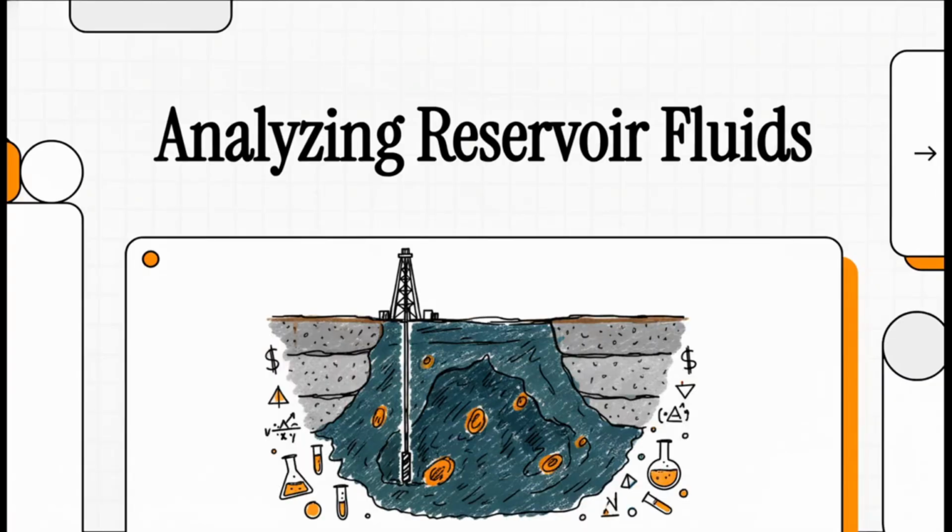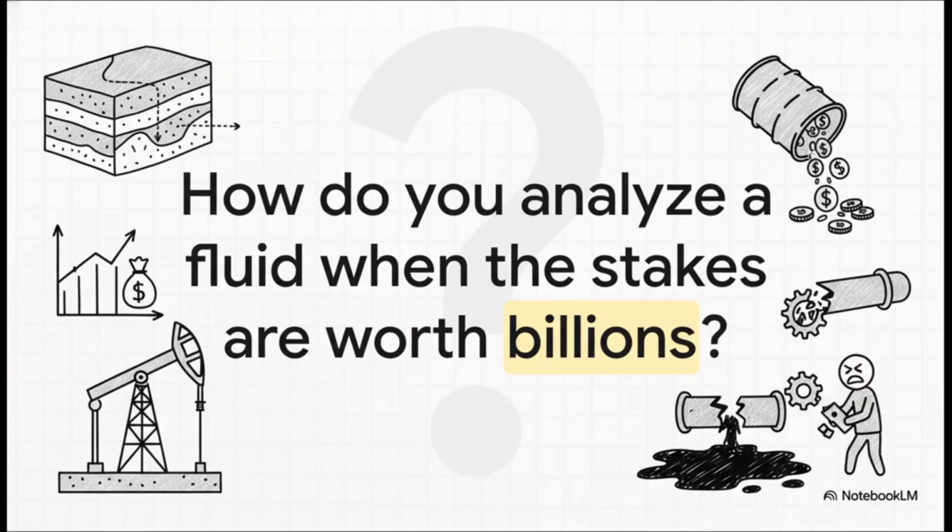All right, today we are going deep, I mean miles deep underground to solve what is, no exaggeration, a billion-dollar mystery. How on earth do you figure out what's inside an energy reservoir when you can't see it, you can't touch it, and the financial stakes are just astronomical? This right here is the question for every reservoir engineer. You get the answer right, and we're talking about efficient production, huge profits. But get it wrong? Oh, that can lead to incredibly costly mistakes, equipment failures, and completely miscalculating the value of an entire oil field. So, how do they do it?